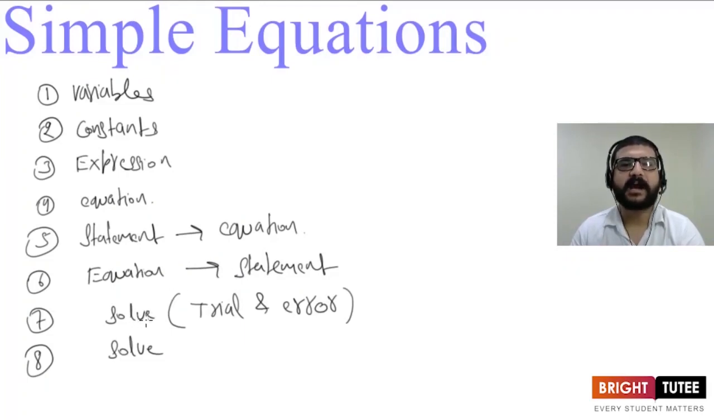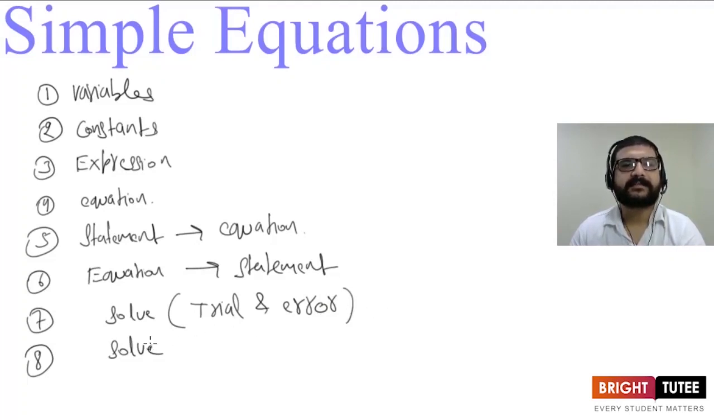And then we have seen how to solve an equation using the trial and error method. In this method, we just select one value of the variable at random, and then we check whether it is satisfying the given equation or not. If it satisfies, then our job is done. If not, then we have to repeat the procedure with any other number, and we will keep on doing this until we get the answer.